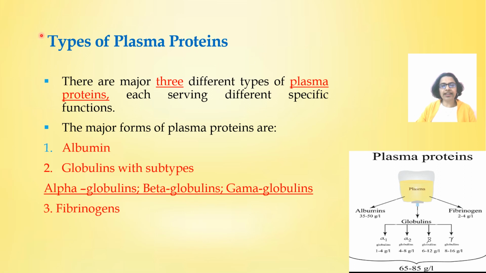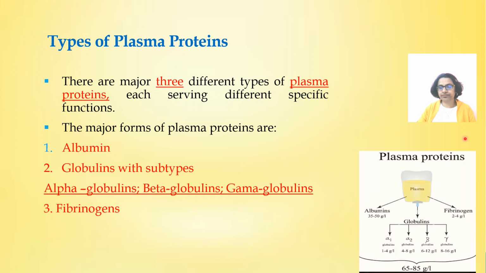So let us talk about the types of plasma proteins. There are three major types of plasma proteins, each serving different specific functions. The major forms of plasma proteins are albumin, globulin and fibrinogen. Globulins have subtypes: alpha globulin, beta globulin and gamma globulin. So these together are known as plasma proteins: albumin, globulin with its subtypes alpha, beta and gamma globulin, and fibrinogen.